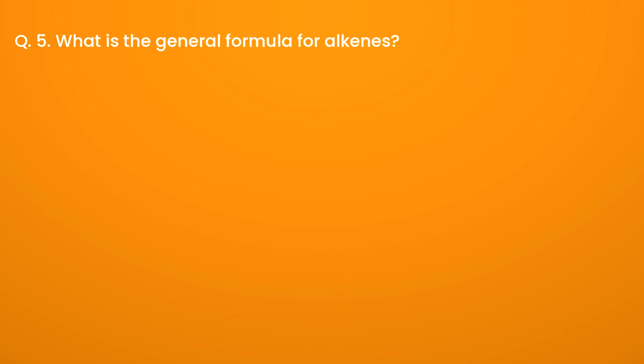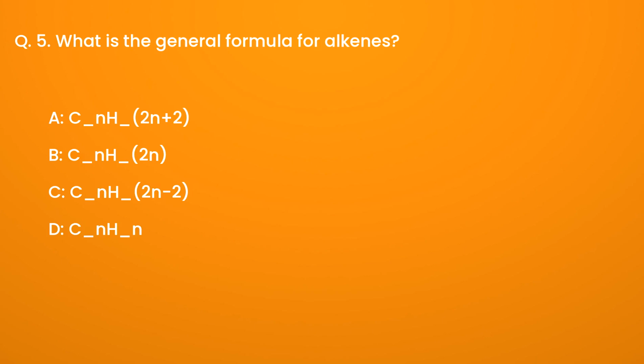Question 5. What is the general formula for alkenes? Option A, CnH2n+2. Option B, CnH2n. Option C, CnH2n-2. Option D, CnHn. You have 5 seconds to answer the question.